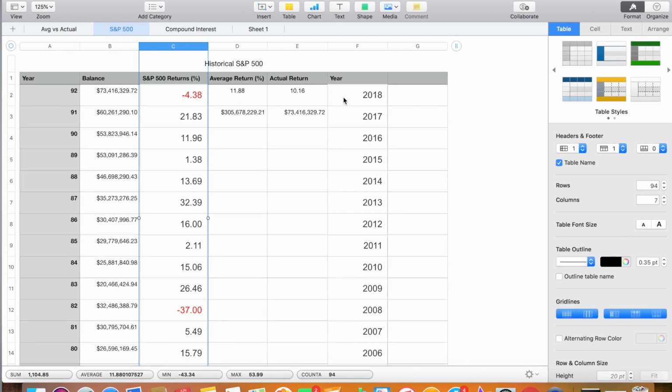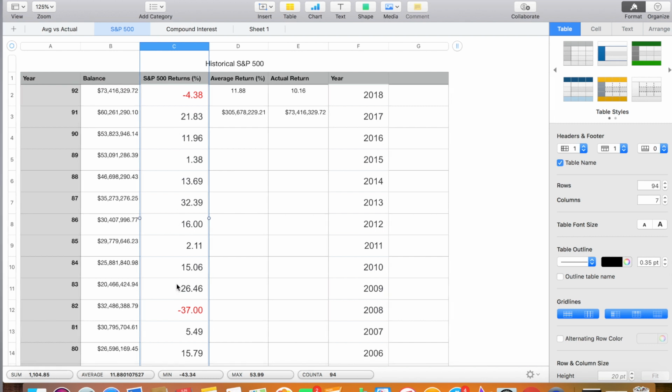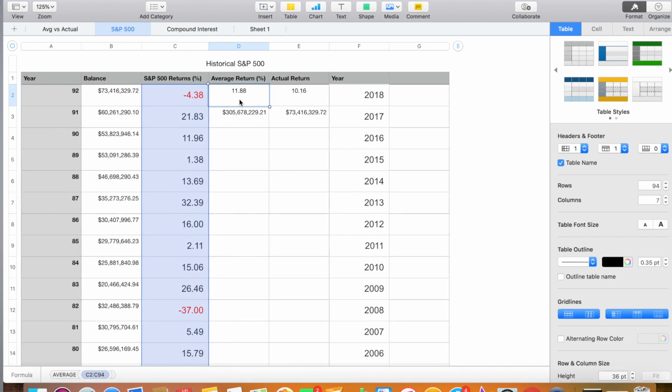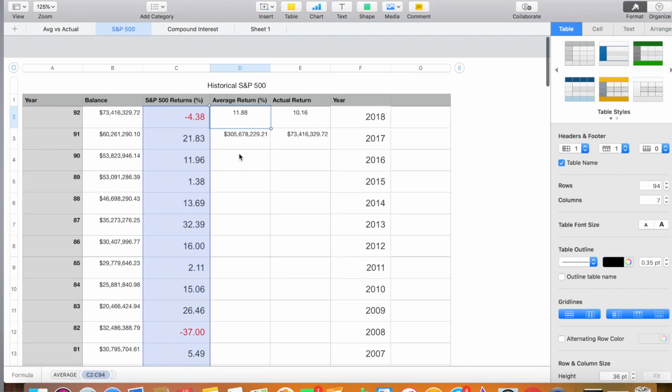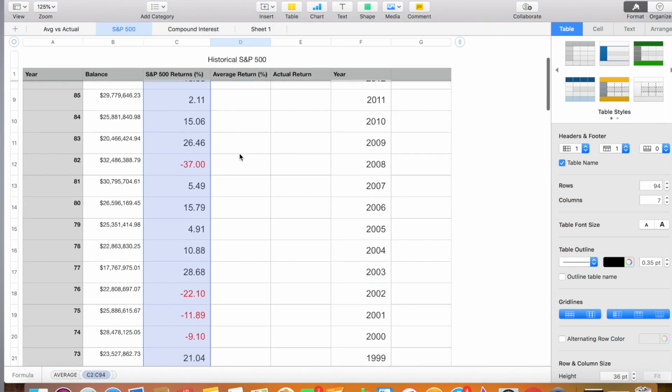Simple, not even passing 5th grade math. To figure out the average, you total all of these returns up and then divide by the total, which is 92, and that gives us the average return of 11.88%. So that would be the average return that people are talking about. It's actually pretty close to what Dave Ramsey is talking about.